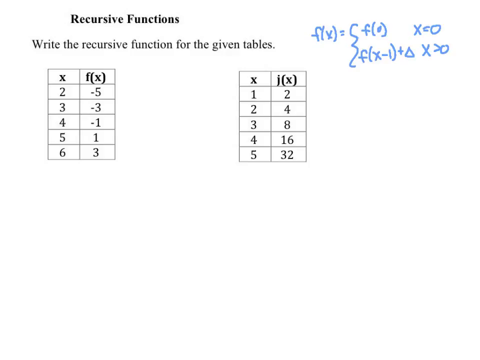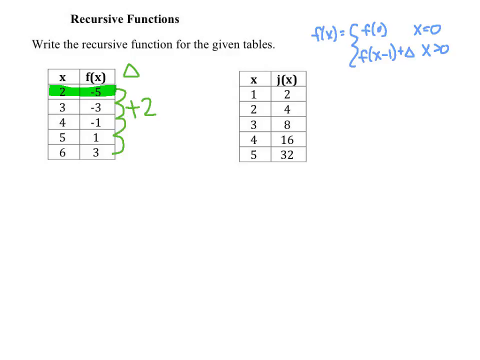I notice our first table, let's find the delta, is going to go up by 2. Now if you notice, I have no input of 0. I actually start with 2. So I'm going to focus on this first set of coordinates right there, 2, -5.